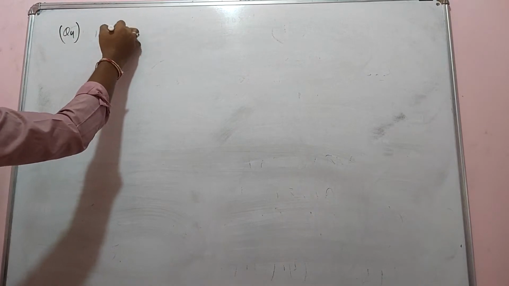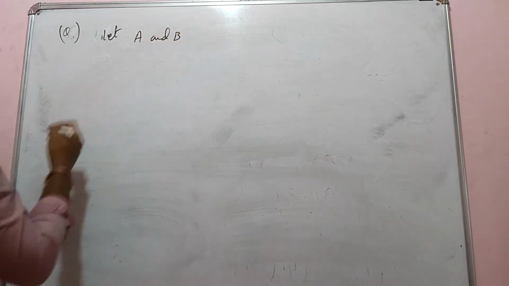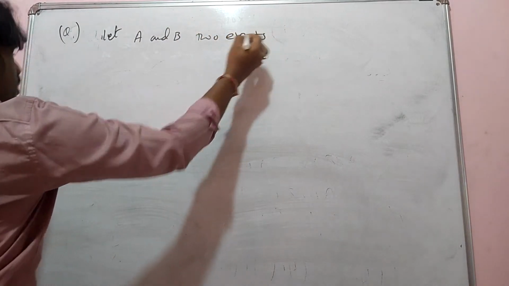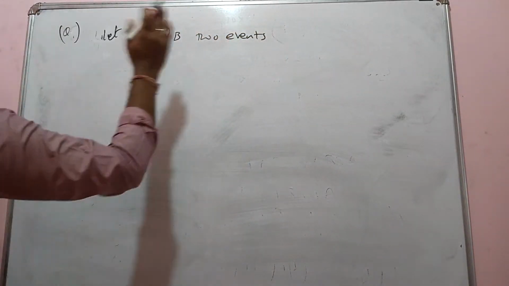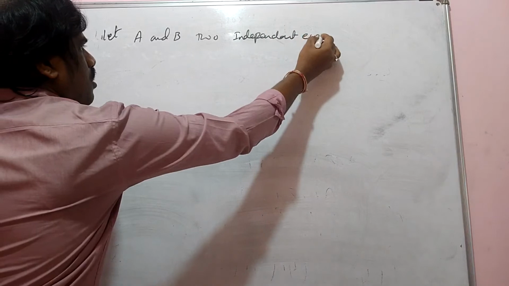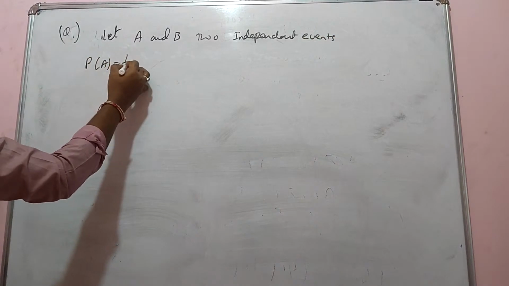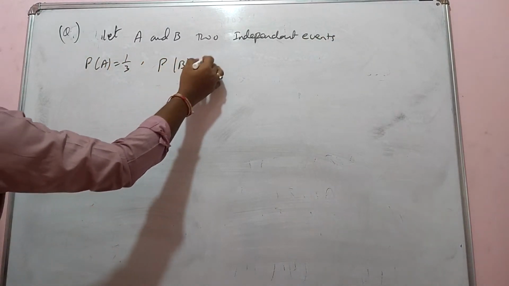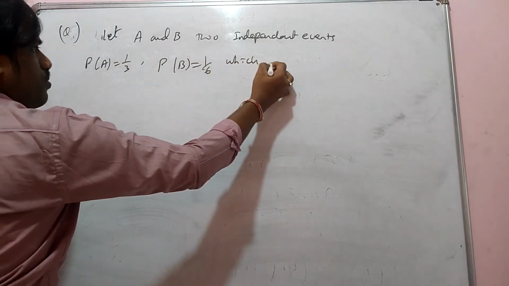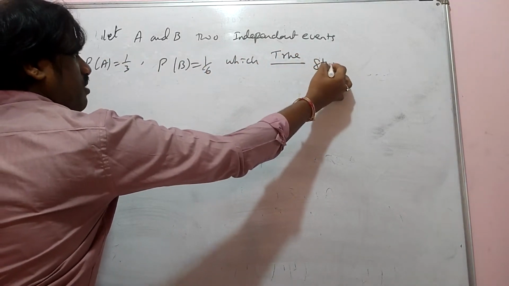Let A and B be two independent events such that probability of A is equal to 1 by 3, probability of B is equal to 1 by 6. Then which of the following is true? Which of the following is true is the question. This was asked on 8th January 2020.